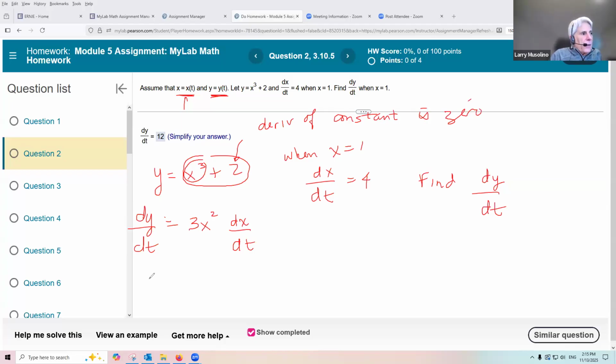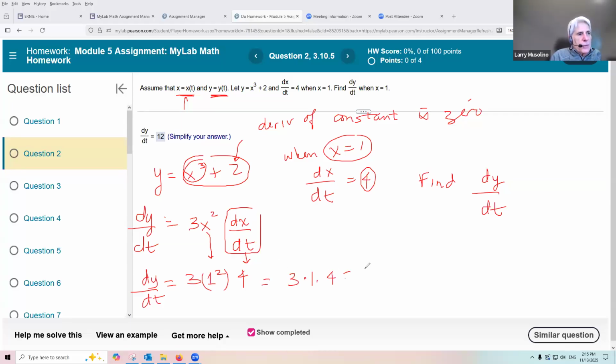All right, well, let's work it out now. They want dy/dt, but they're telling us x is 1. So I'm going to replace this x with a 1. And they gave us dx/dt when x equals 1. They said that dx/dt is 4. So this is just going to be 3 times 1 times 4, or 12. So the answer here is just 12.